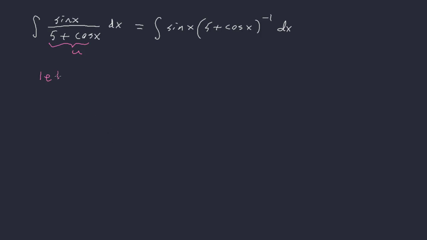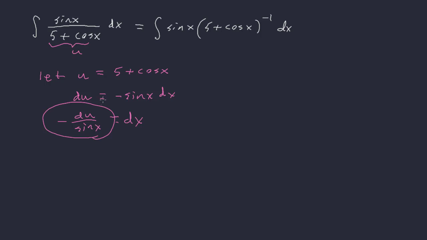So we'll let u be 5 plus cosine x, and that makes du equal to, well, the 5 goes away, derivative of cosine is negative sine of x dx. Okay, and we almost have that. We have sine x dx. Okay, so I'll just move this over to get du over negative sine x is dx. Right, so that's what we will put into our dx.